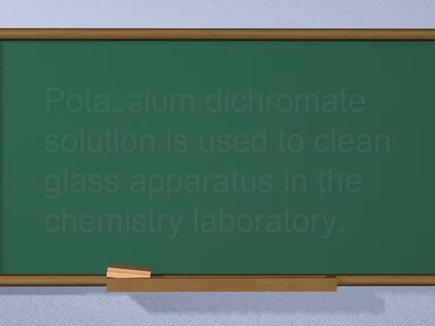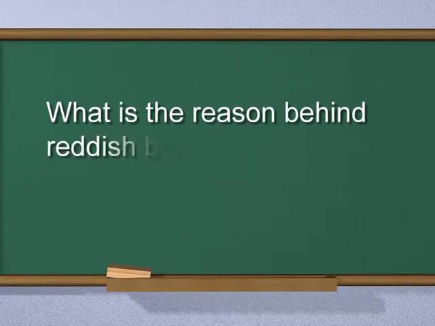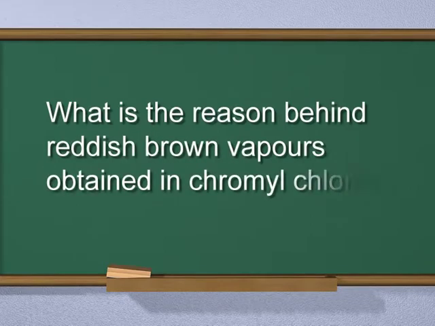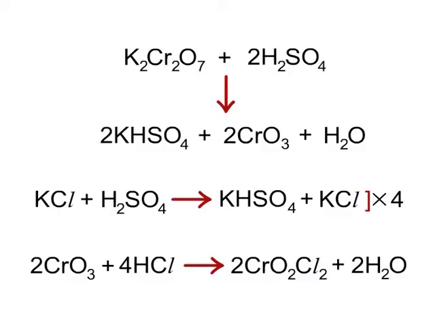Next question is, what is the reason behind reddish-brown vapors obtained in chromyl chloride test? The answer is, when potassium dichromate reacts with a chloride salt and concentrated sulfuric acid, reddish-brown vapors of chromyl chloride are obtained. This reaction takes place in 3 steps as shown on screen.